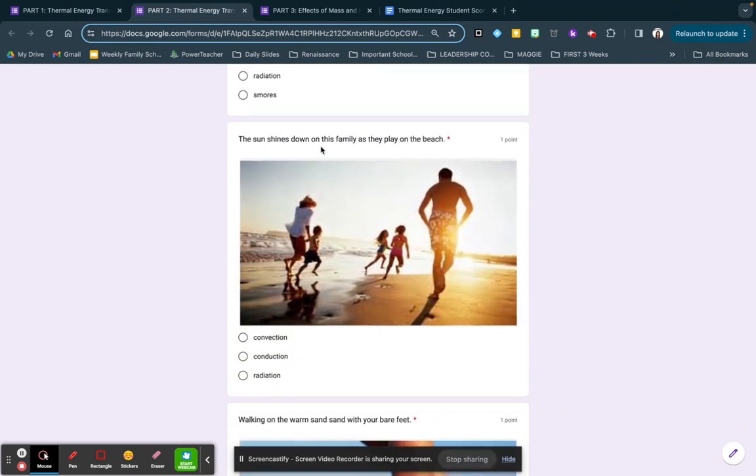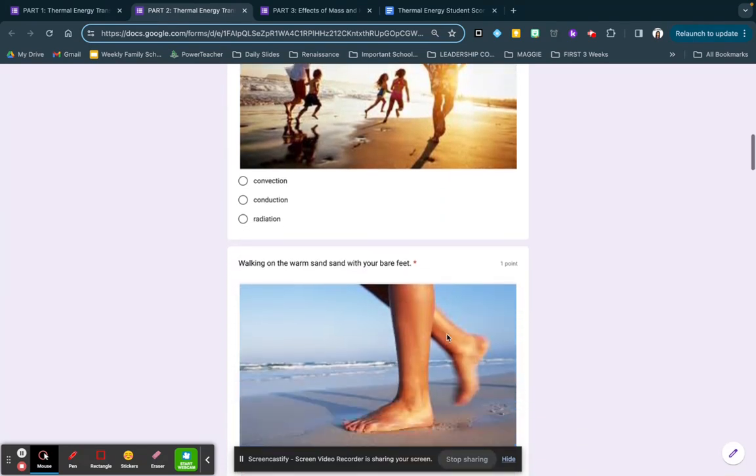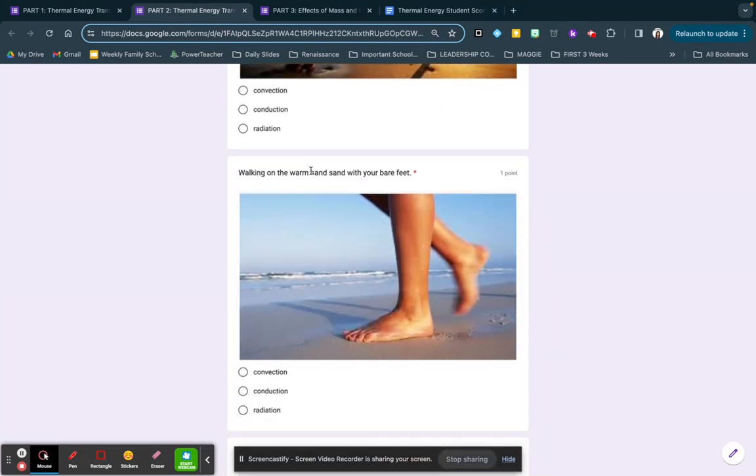The sun shines down on this family as they play on the beach. Is that convection, conduction, or radiation? The sun shining down on them. Walking on the warm sand with your bare feet. Which one is that? Convection, conduction, or radiation? When you're actually walking on the sand.